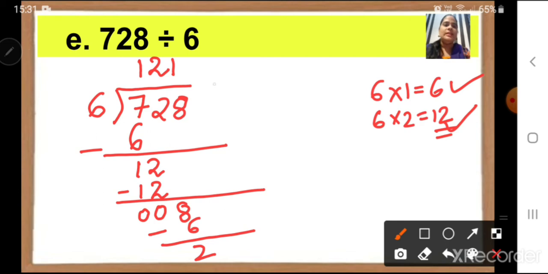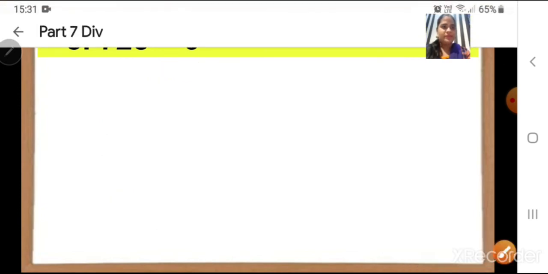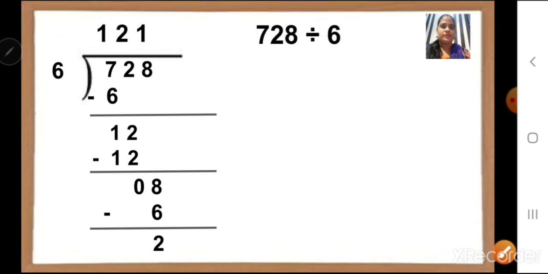Now children, is there any other number in the dividend that we have to take down? No. Correct? All the numbers we have divided properly. So number 2 is our remainder and our answer is 121. Okay? Note it down, children, properly.